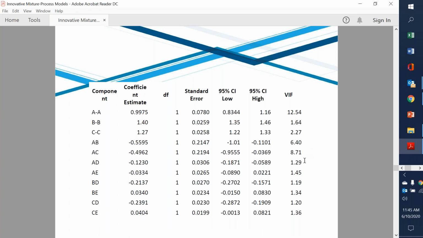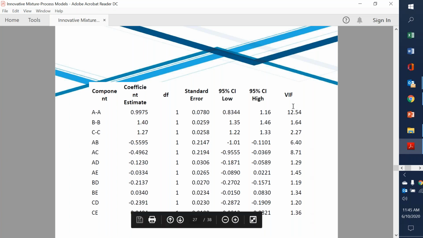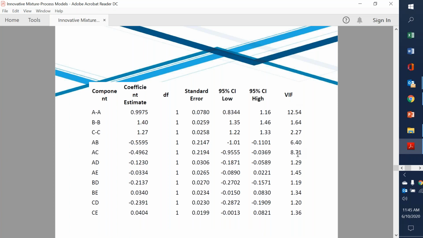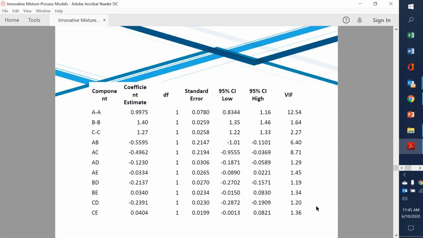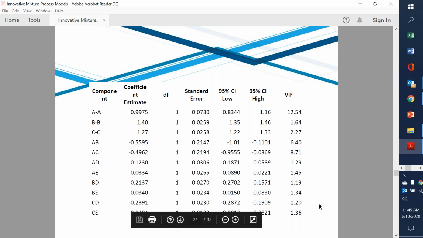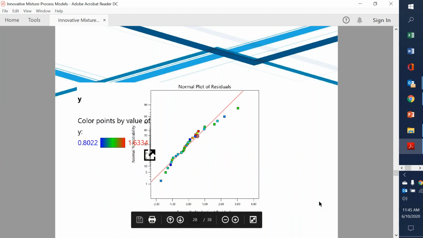I like this because Design Expert is giving the VIFs. Got to be careful with variance inflation factors because the mixture components are inherently correlated. Can't get around it. The experiment was planned that way because of the mixture constraint. Generally, I'm more looking at what's the impact on the process variables. That's where I've been most interested. So again, this is just going back to what we saw before, but it's got the confidence intervals and the variance inflation factors, which I like.